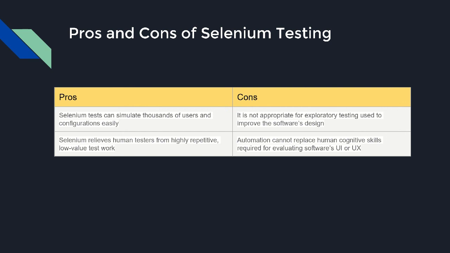Next, automated tests can simulate thousands of users and configurations easily. Automation relieves human testers from highly repetitive and low-value test work. And for the cons, it is not appropriate for exploratory testing used to improve the software design. Automation cannot replace the human cognitive skill required for evaluating software UI or UX.